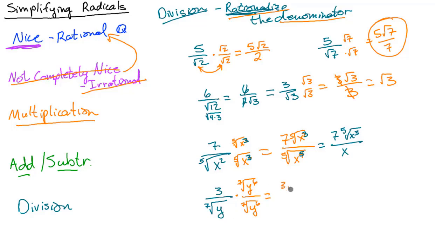So we will end up with 3 seventh root y to the sixth on the top, and on the bottom we get left with the seventh root of y to the seventh. Let's write that out in slow motion. Yeah, this is 3 times the seventh root of y to the sixth all over y, rationalizing the denominator.